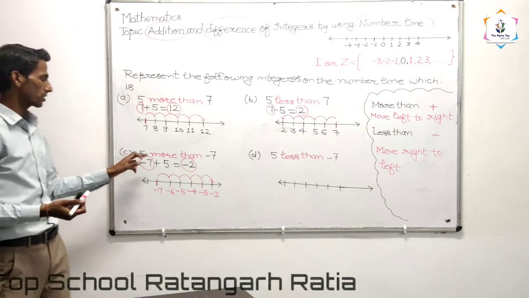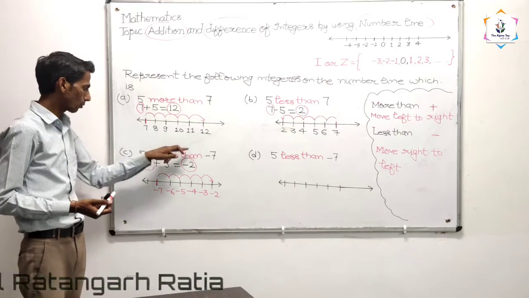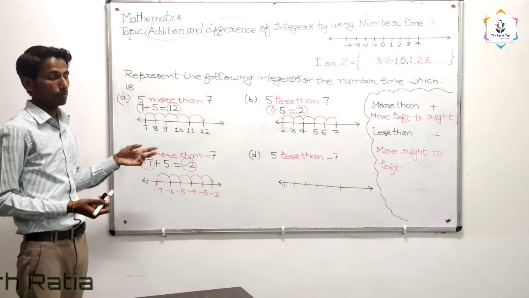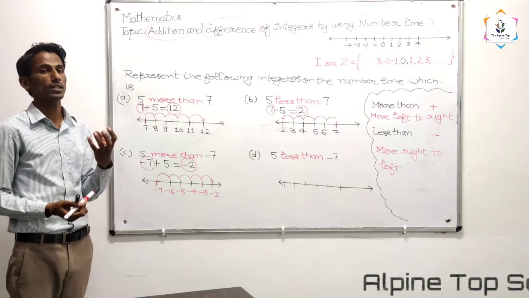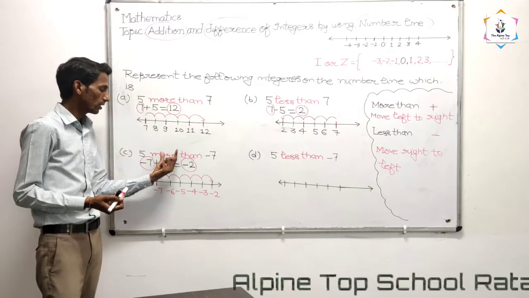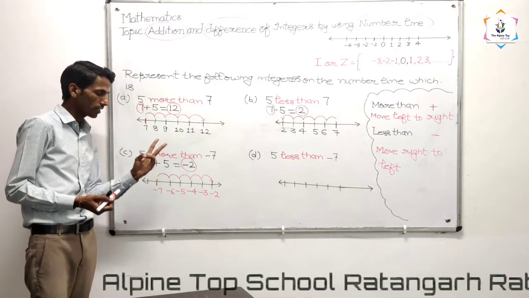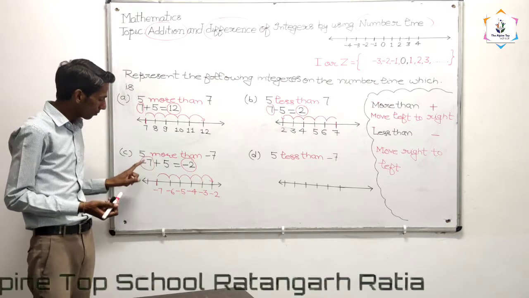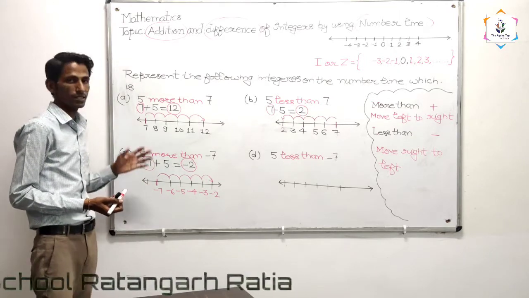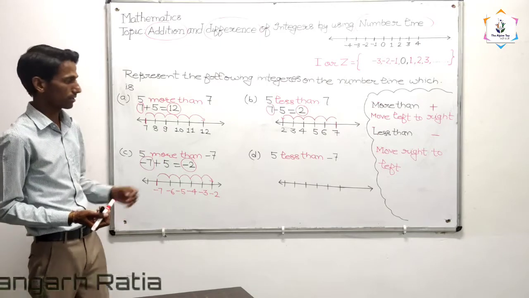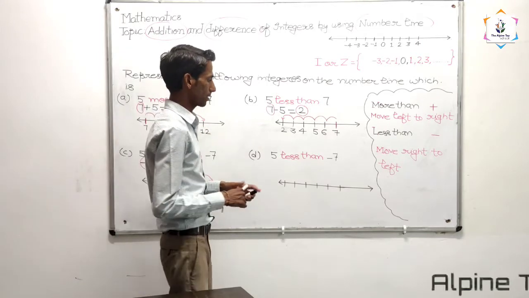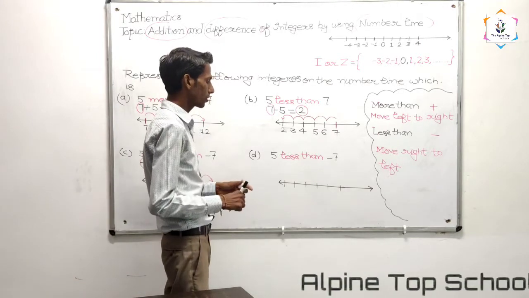Whenever there are two integers, one positive and one negative, according to more than, it means this is how we can represent the addition of two integers. Out of these two, one is positive and one is negative. This is the strategy. Now students, let's come and see the last part we are going to represent.